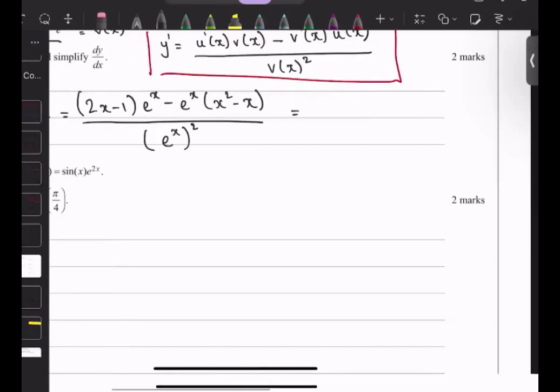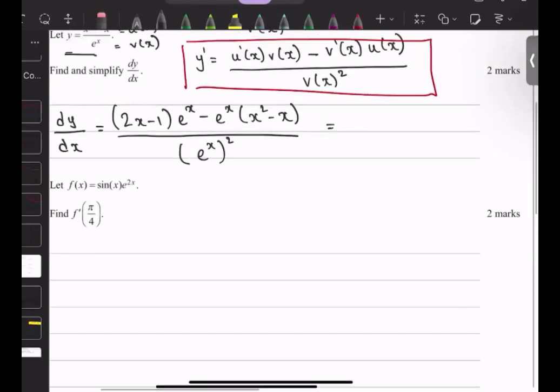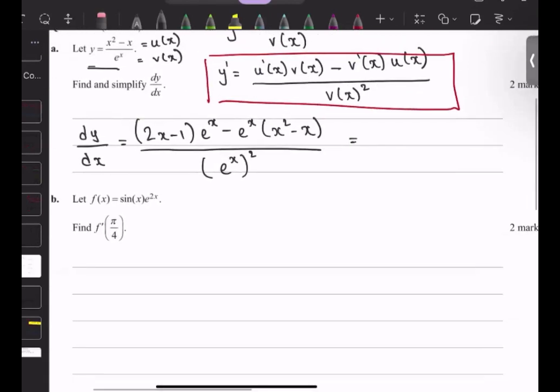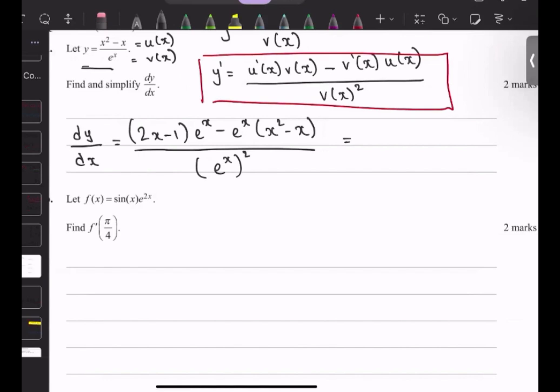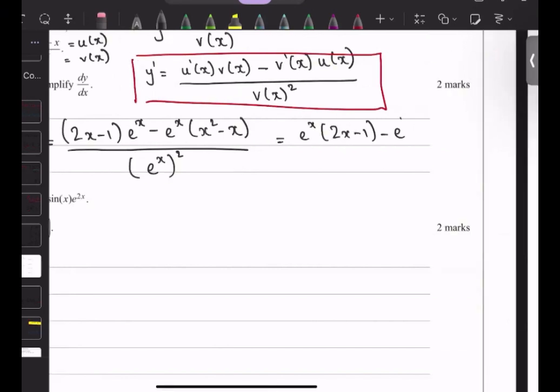Let's tidy this up a little bit, because all we've done is just brute force applied the formula to the question. So if we tidy this up, we can write this as e to the x times 2x minus 1, minus e to the x, and I'll take a common factor of x out from the second term. So this is times x minus 1, all over e to the x squared, which is simply e to the 2x.